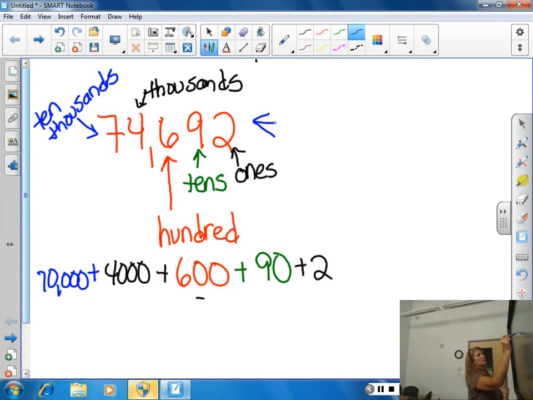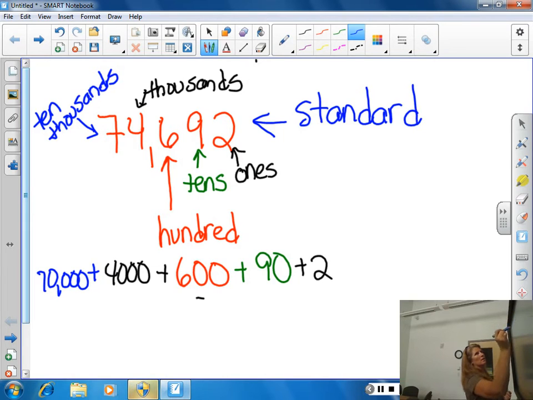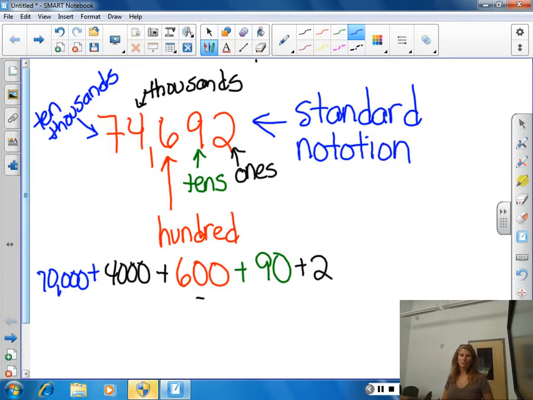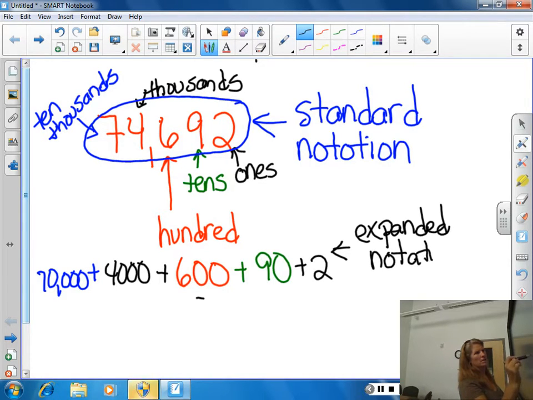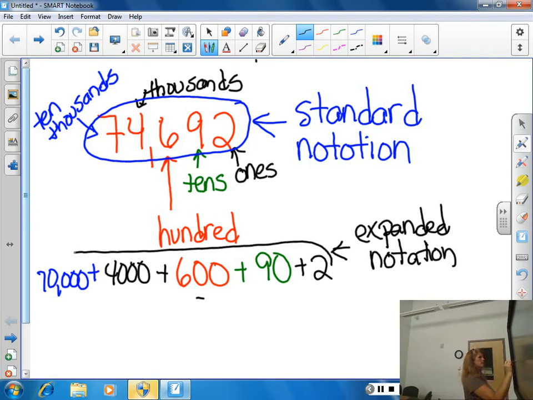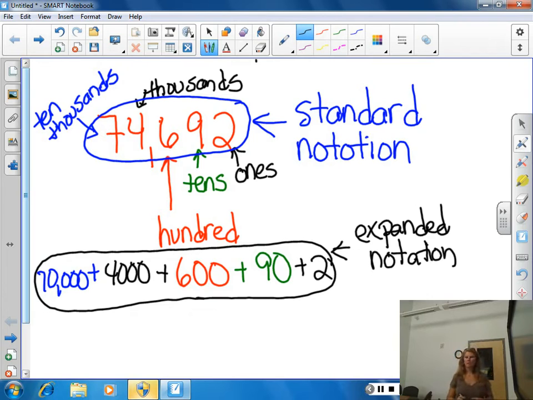This is called standard notation. Standard notation is the way we usually look at numbers. 74,692 written in standard notation looks like this. That's standard notation. What we have down here, when we write it out, looking at each number and its values separately, that's called expanded notation. And expanded notation is this. That would be expanded notation.